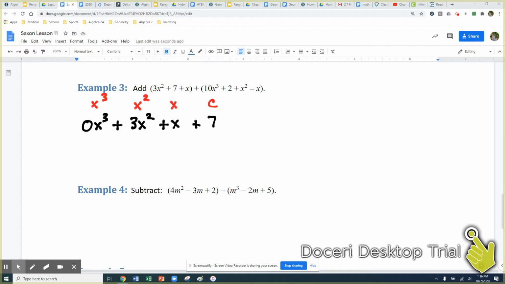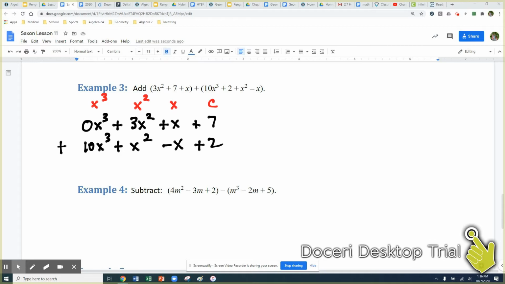Next polynomial, 10x to the third. That's going to go into our x to the third column. So we got plus 10x to the third, plus x squared, and we've got a minus x and a plus 2. So I'm always keeping whatever subtraction or addition is in front of my term. I'm keeping that as I shift these terms around.